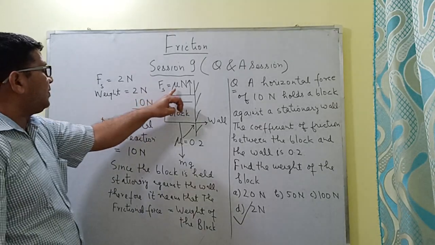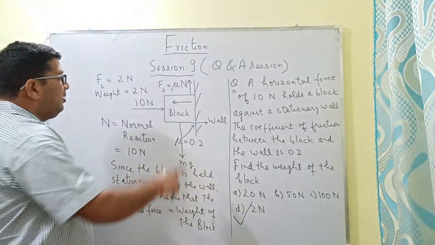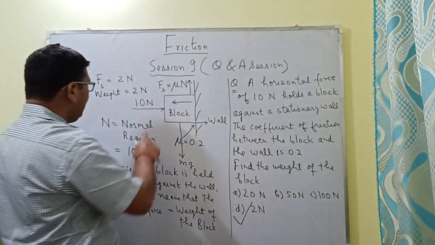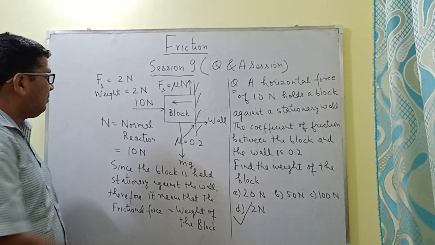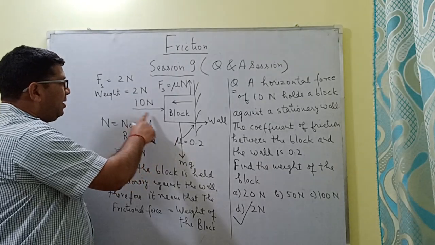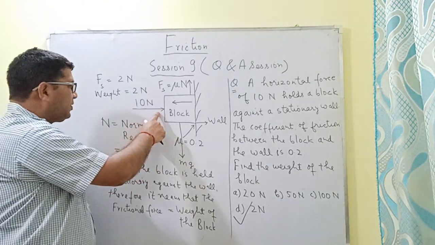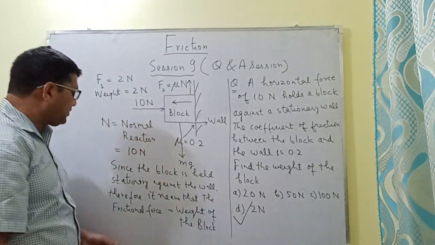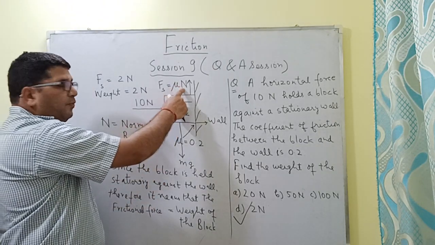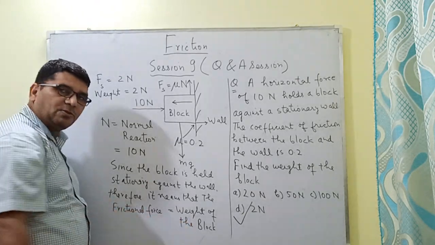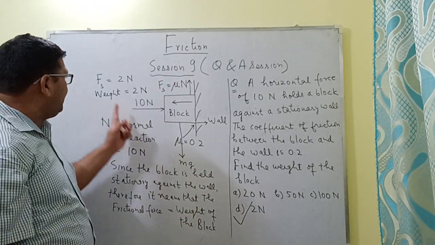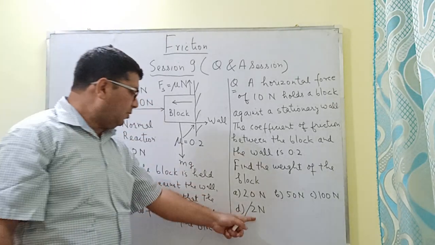And now since the force of friction is equal to mu into N, mu is given as 0.2 and N is equal to 10 Newton, so the force of friction is equal to 2 Newton. And since the block is held stationary, this frictional force is balancing the weight of the block, or in other words, the weight of the block is equal to 2 Newton.